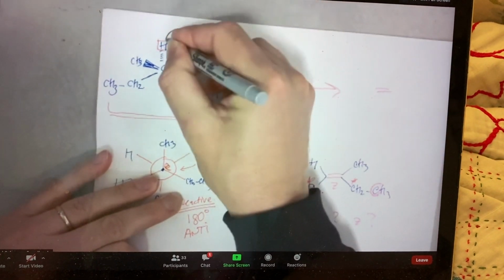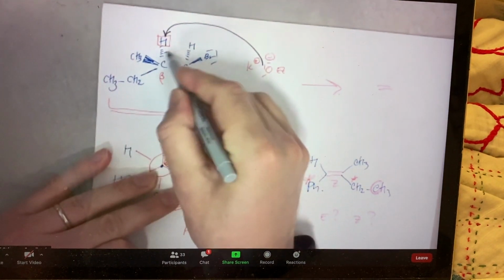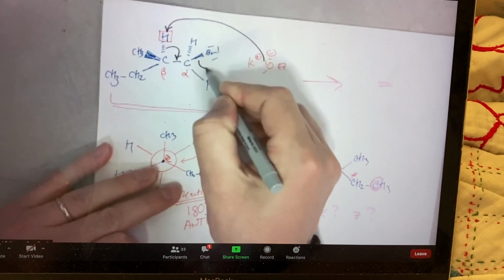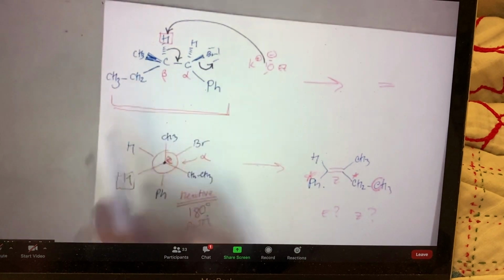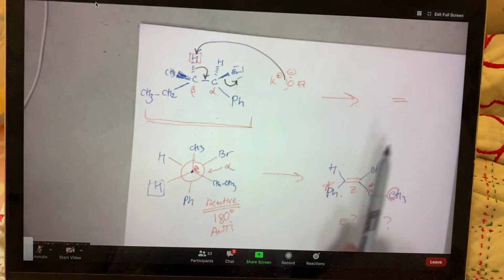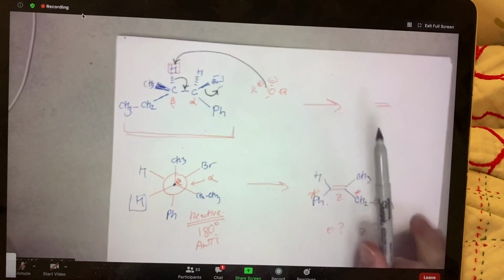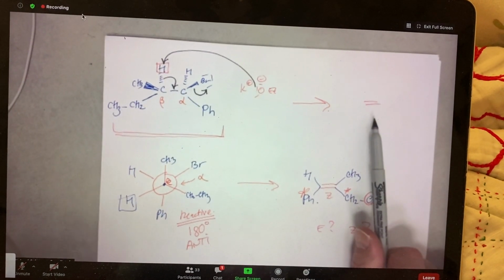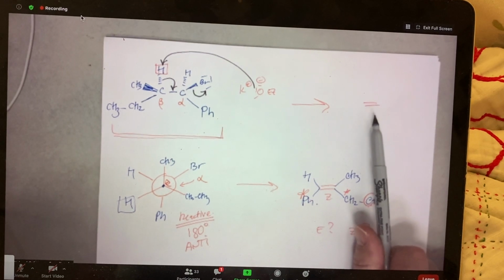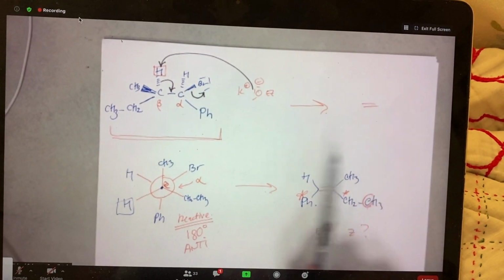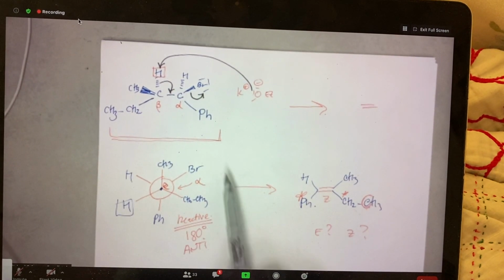This base attacks this particular hydrogen. This pair of electrons starts to form a double bond, and this group leaves. And from this particular picture here, it would be almost impossible, I think, to draw the correct E or Z with 100% accuracy, which is what we would want. Okay, we want 100% accuracy for this. So I think we really kind of need this particular picture.